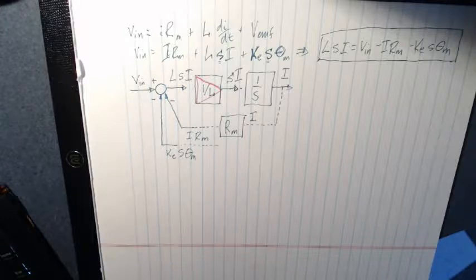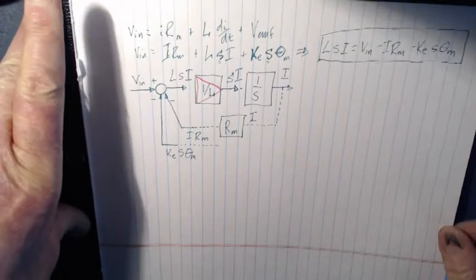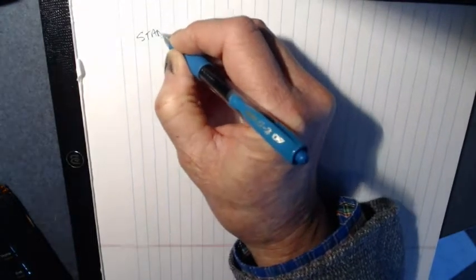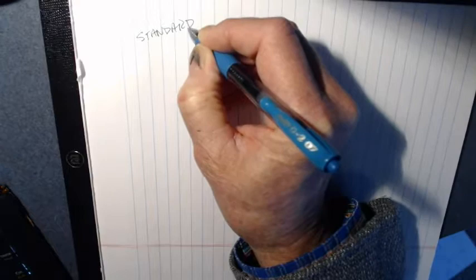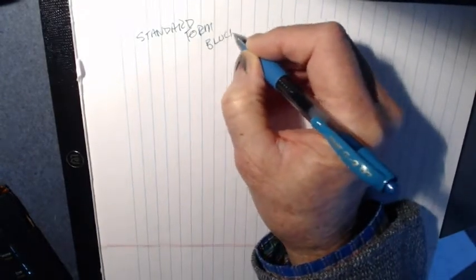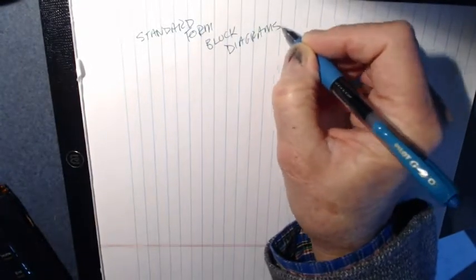But first, what I'm going to do is make a little bit of a change to this block diagram. So give me a little bit of a minute. And what I'll do is redraw this block diagram. It turns out that in all systems, this is the standard form for block diagrams. Ta-da, here's the standard form.